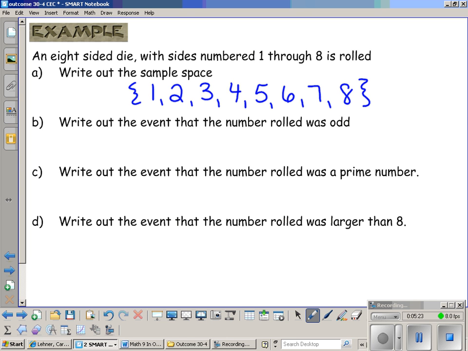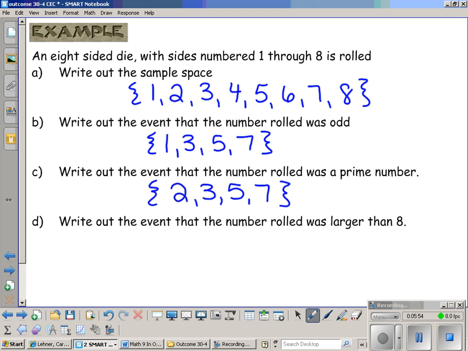Write out the event that the number rolled was odd. So we look at our sample space, the 1 through 8, and we write out the event where they are odd numbers. So 1, 3, 5, and 7. Write out the event that the number rolled was a prime number. So remember, a prime number is a number that only has 1 and itself as factors. 1 is not classified as a prime number. It is a unique number. So we've got 2, 3, 5, and 7. Those are all prime numbers from our sample space.